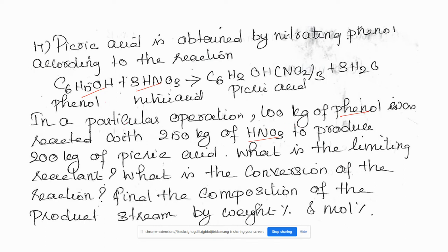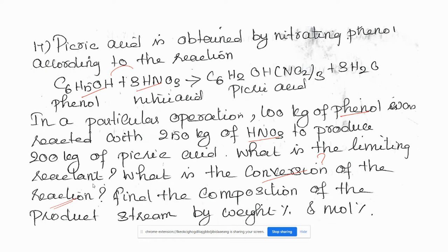How can we prove this? By writing the relationship between the reactants, that is phenol and nitric acid. By writing the relationship between the reactants, we can find which will be the limiting reactant and which will be the excess reactant. Since here they have not asked specifically the conversion of what, but they have given us the conversion of the reaction. Usually when we do the problems they give us the conversion of some compound, either phenol or nitric acid. But here they have given just the conversion of the reaction.